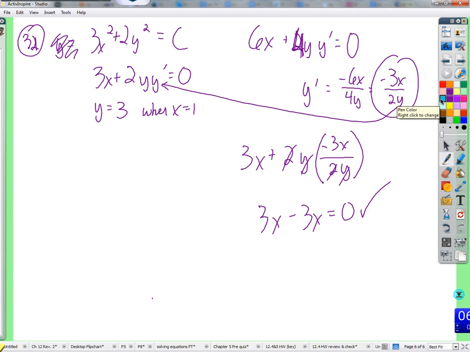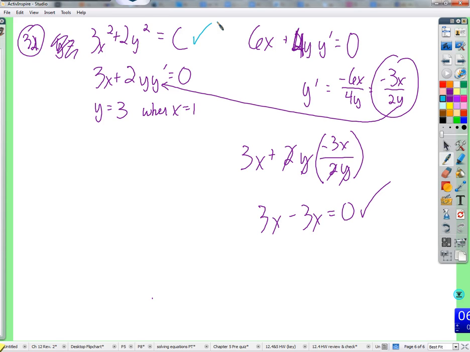Okay. So it checks out, this is a solution to that differential equation, but because there's a c there, this is called what? The general solution. So we want to find the specific, or particular, solution by figuring out what c is. How do we figure out what c is?